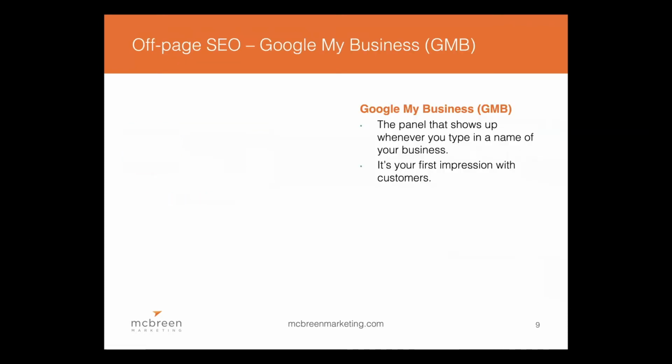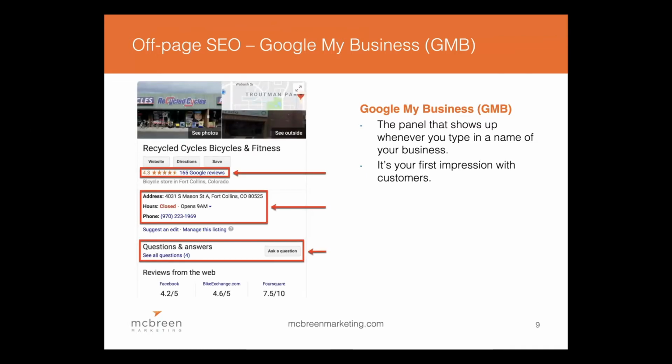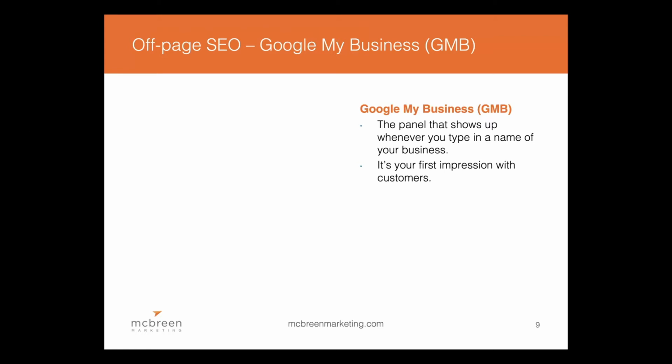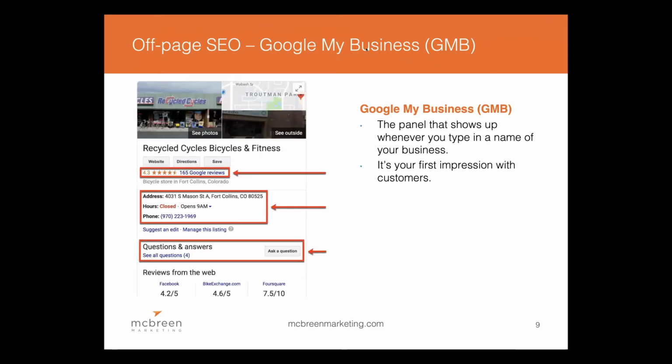So Google My Business is the panel that shows up whenever you type in the name of your business, or somebody might stumble upon you in a brand search. It's the first impression with your customers. So I did a search here. This is for a bicycle shop here in the little burg of Fort Collins, Colorado, where I live. So this just shows you the kinds of things that are on a Google My Business profile. If I'm looking on a laptop, this little box, which is called a knowledge panel, appears on the right. It has Google reviews, it has their address, it has things like questions and answers that you can incorporate in here. And there are a variety of ways to optimize this page.